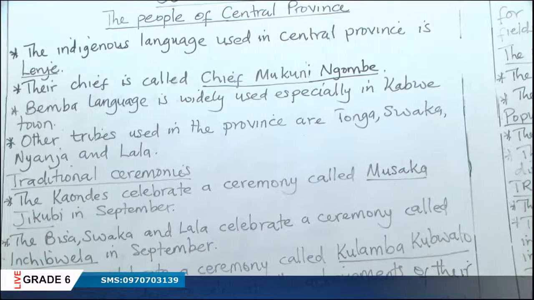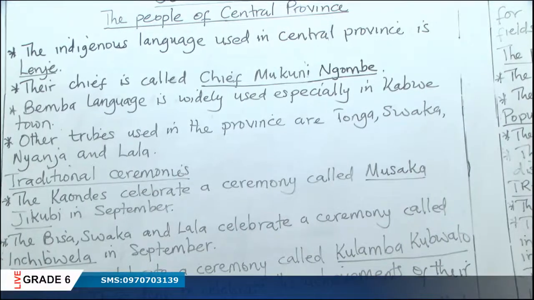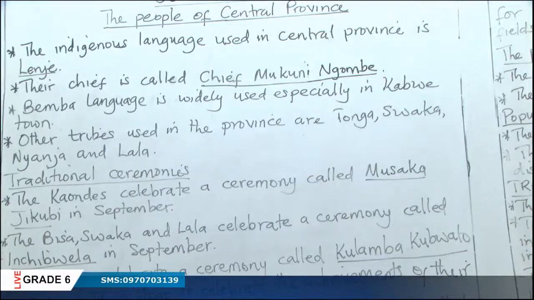The Bemba language is widely used, especially in Kabwe town. Other tribes used in the province are Tonga, Swaka, Nyanja, and Lala.